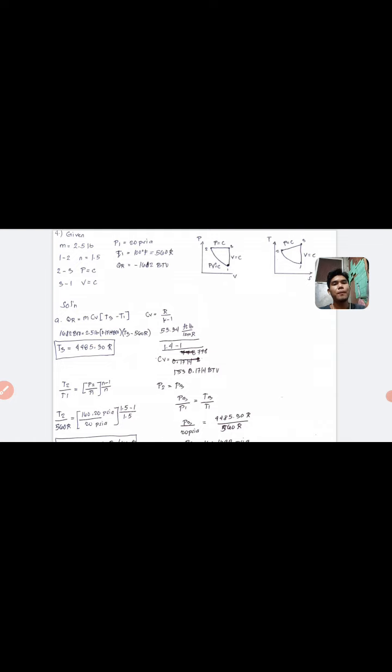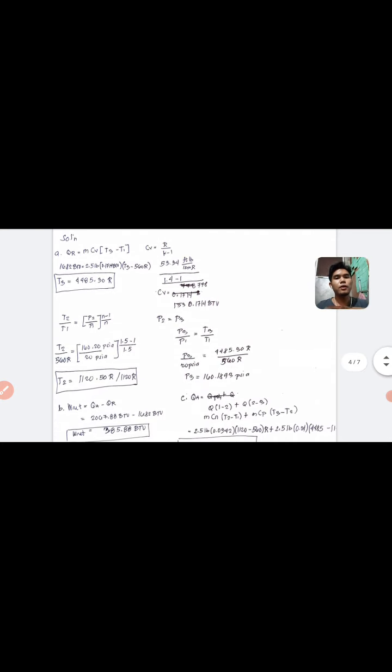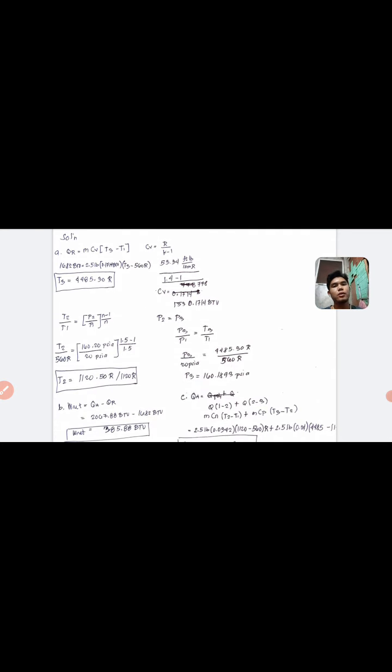So using the shift solve in our calculator, we can now find T3. So T3 is equal to 4,485.30 Rankine. And now let's solve for the T2. So from the formula of T2 over T1 is equal to P2 over P1 raised to n minus 1 over n. So we have the value of our n, the T1, and P1. So let's find first for the value of P2.